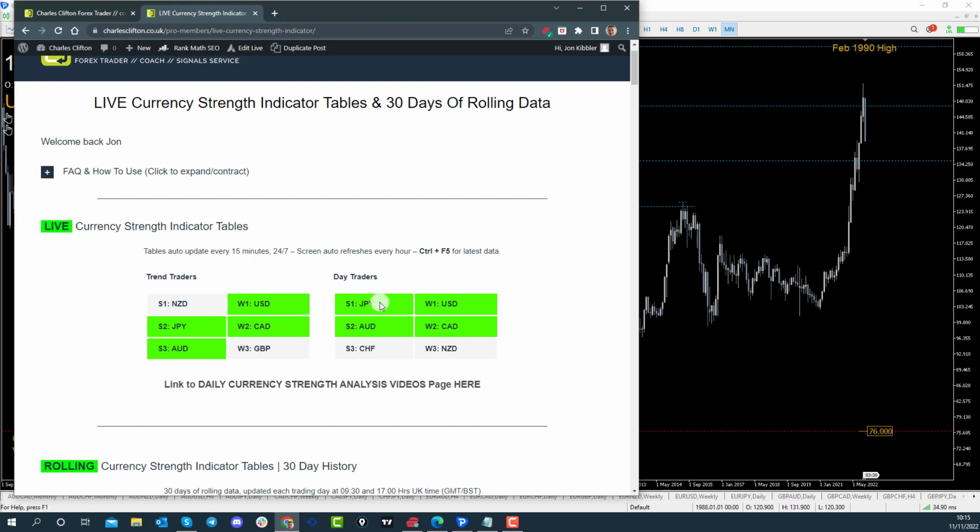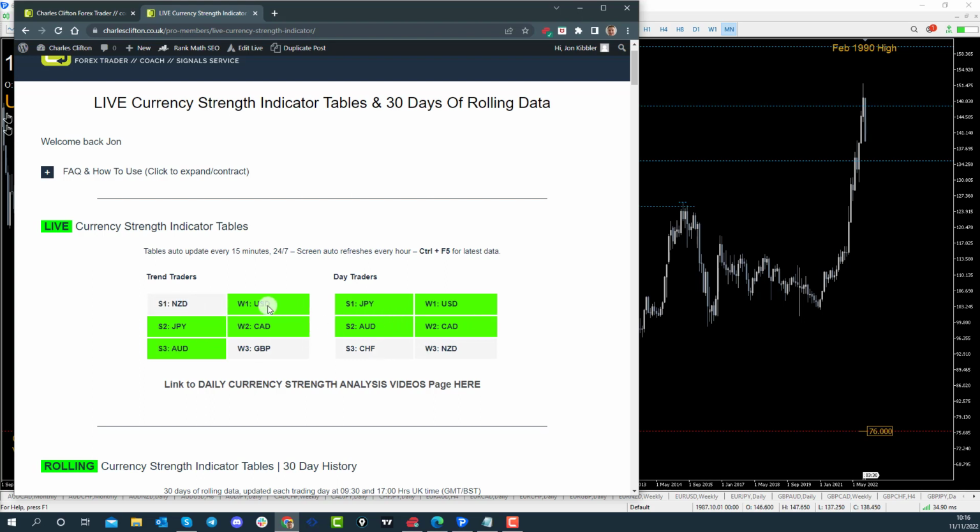Going over to the day traders table, we can see that the yen is the strongest currency, followed by the Australian dollar, followed by the Swiss franc. The US dollar is also W1 on the day traders table, which is then followed by CAD at W2, followed by the New Zealand dollar at W3. So you can see Kiwi appears twice, but is not highlighted in green. That's because it's not showing a confluence, because one is on the weak side of the table, one is on the strong side of the table.